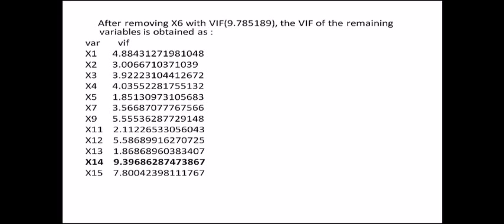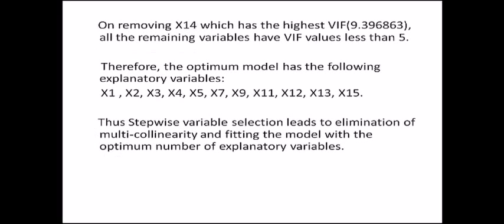It so happens that after removing X14 from my database, I have 11 variables left, and when I draw a linear regression between these 11 explanatory variables and the dependent variable, all the VIF values come out to be less than 5. That means the optimum model should have the following explanatory variables: X1, X2, X3, X4, X5, X7, X9, X11, 12, 13, and 15.